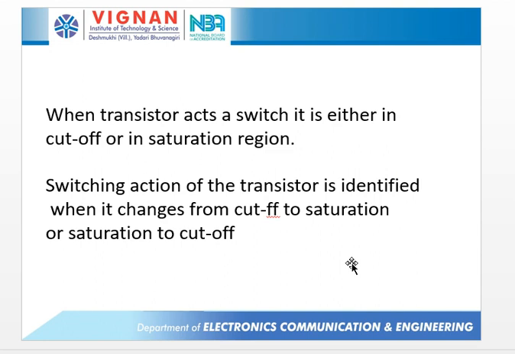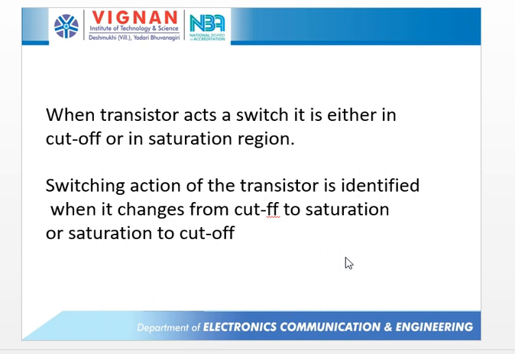Whenever the two junctions are forward biased, that region is called the saturation region. When the two junctions are reverse biased, that is known as the cutoff region. When one junction is forward biased and one junction is reverse biased, that region is known as the active region.